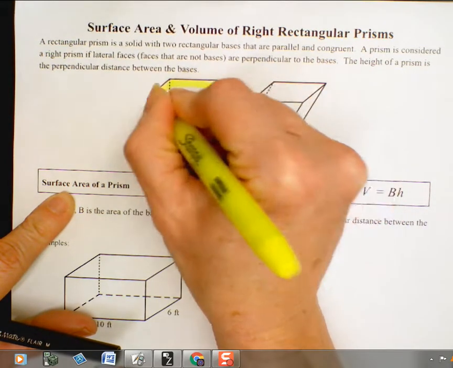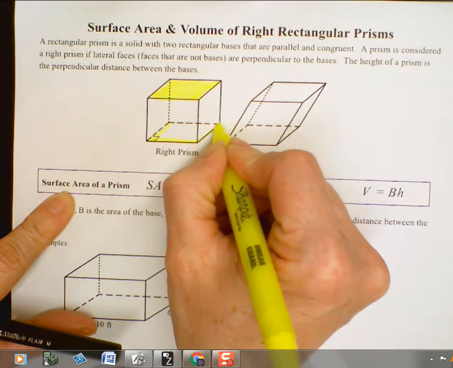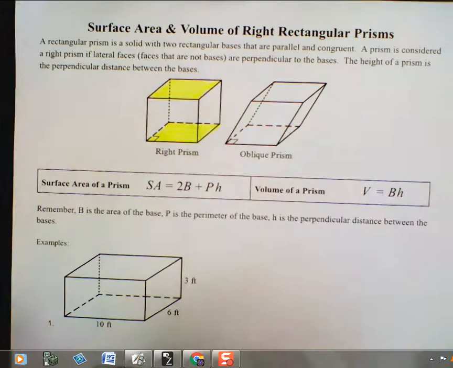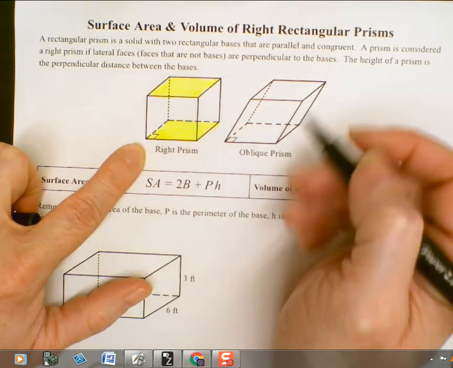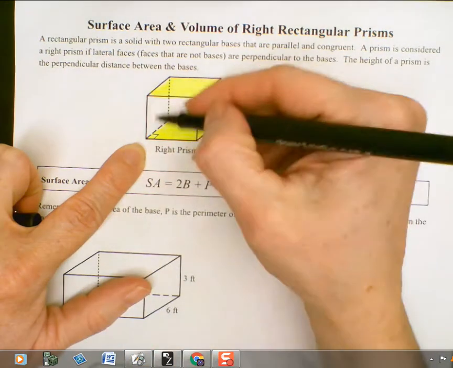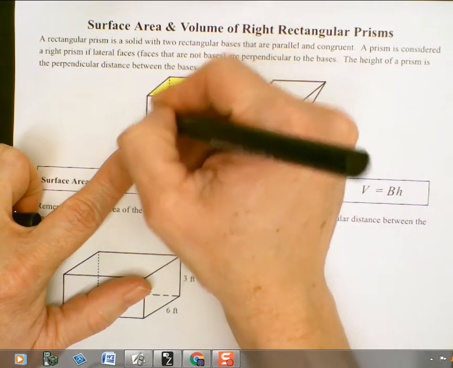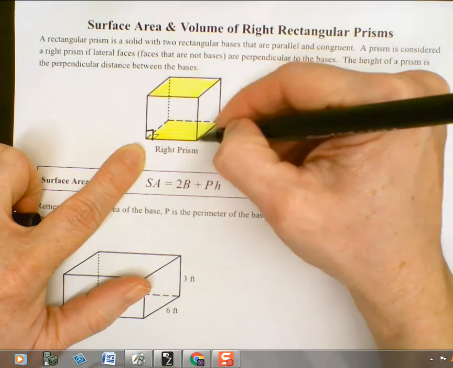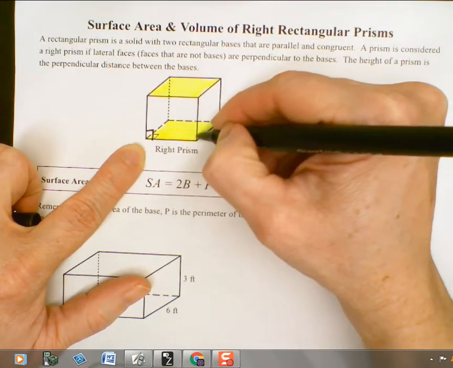So I'm going to see this top surface as one base and the bottom surface as another, which means these remaining four rectangles are my lateral faces. Lateral just means sides. And we can see in this case then, if this bottom face is, let's assume it's horizontal, then this segment that connects these two bases, that edge, is going to be perpendicular to that base. Likewise over here, although it doesn't look like it, this edge would also be perpendicular to the bottom face as well.